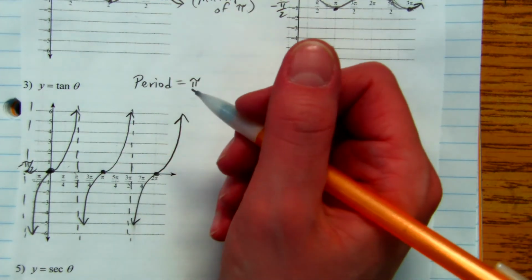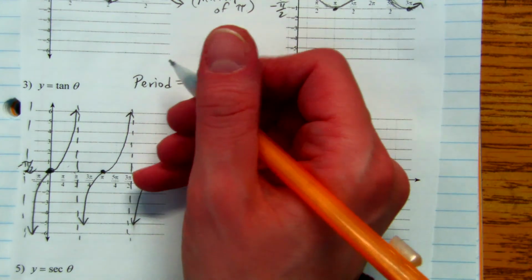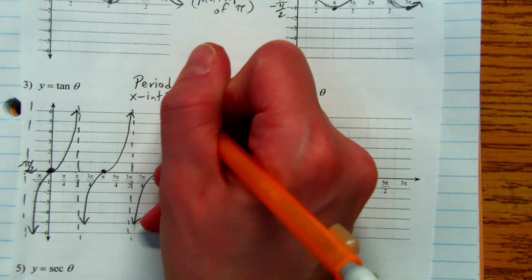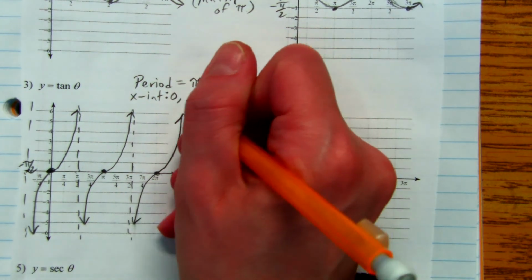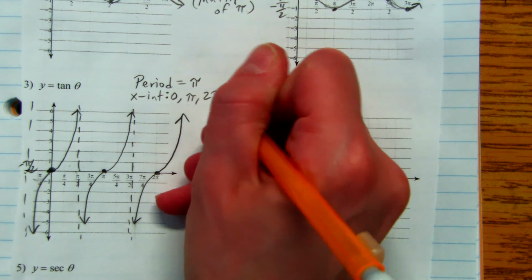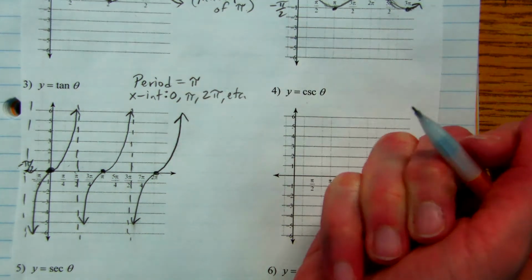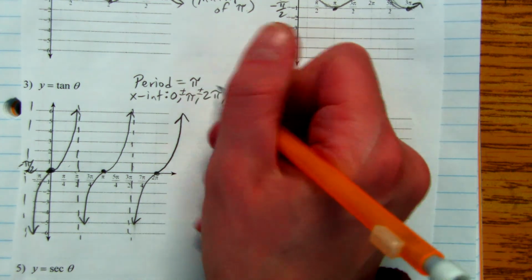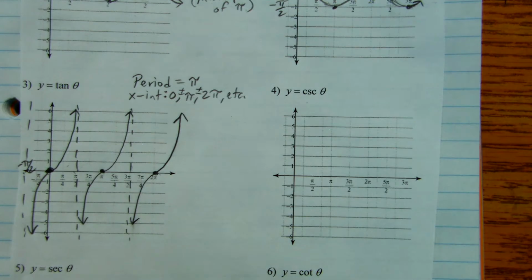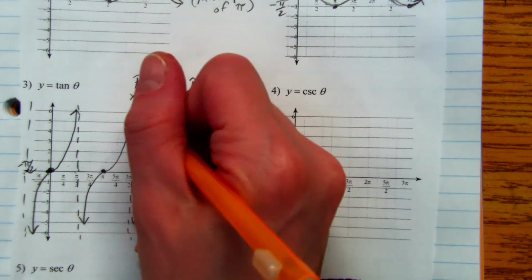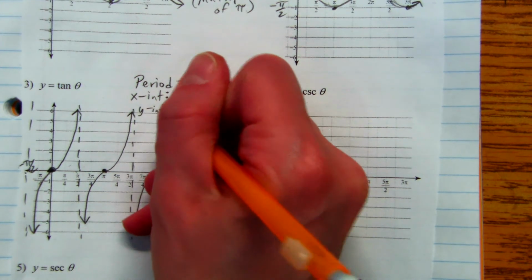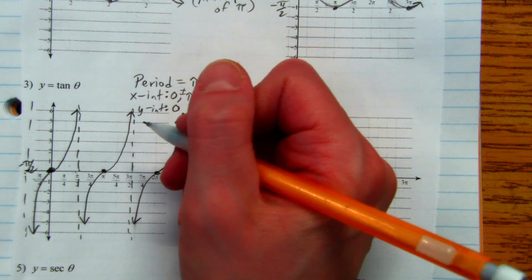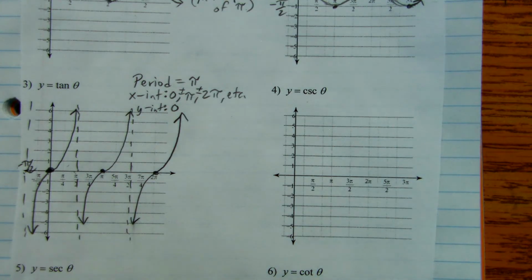Some of the facts that we're going to look at on this one: your x-intercepts are going to be 0, pi, 2 pi, etc. You could have your negatives also. You could put plus or minus pi, plus or minus 2 pi. That's a nice way to put the positives and negatives in there. And then your y-intercept for this one is also 0. I meant to do y-intercepts on the others, but it'll be okay. We'll go back and do it later.